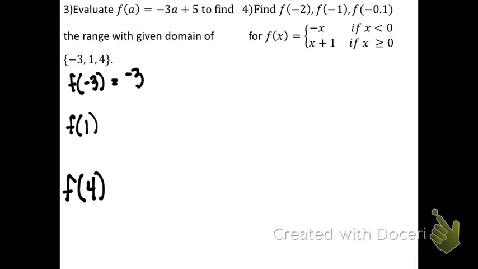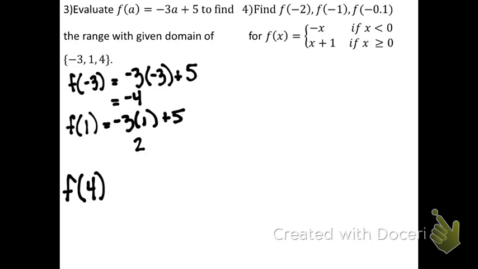So instead of a in this first example, we're going to put in negative 3. Negative 3 times negative 3 is 9. 9 plus 5 is equal to 14. The second one, f of 1. For f of 1, put in negative 3 times 1 plus 5. Negative 3 times 1 is negative 3, plus 5 is positive 2. Continuing on, for f of 4, we have negative 3 times a. A in this example is going to be 4. Negative 3 times 4 is negative 12, plus 5 is negative 7.